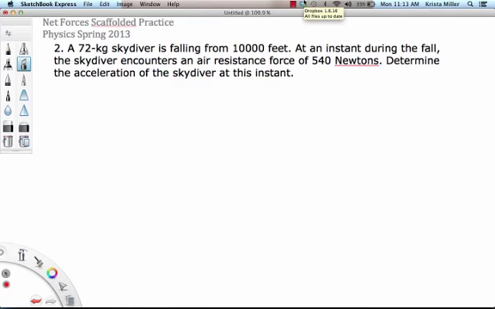Okay, so this is actually the same problem that we did in class. However, there were a significant number of people missing, so I'm going to go ahead and step through this one again. So you have how to do it on file. This is from the Net Forces Scaffolded practice, and it's problem number 2.